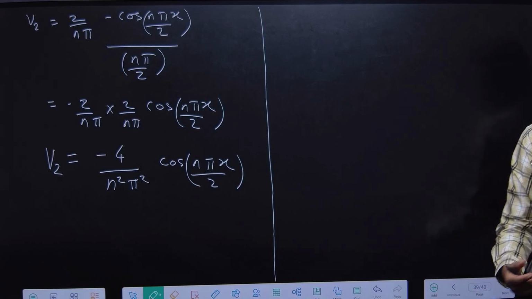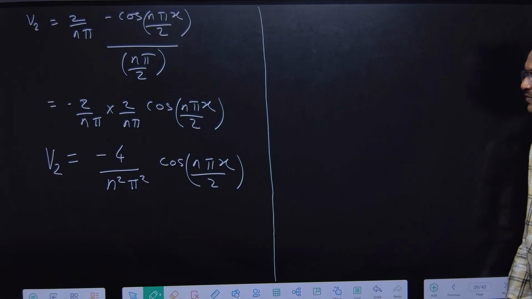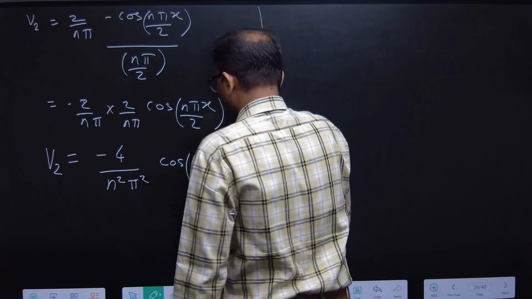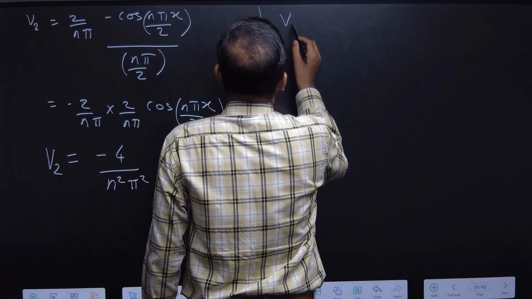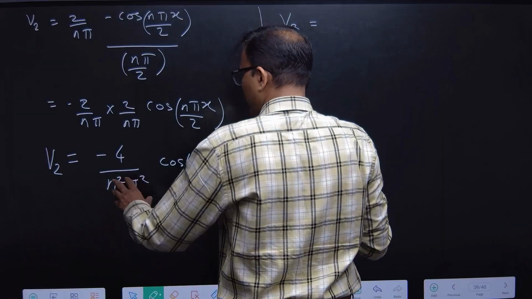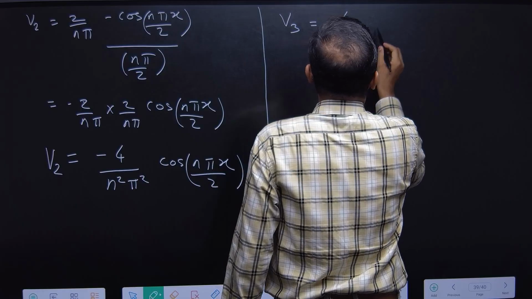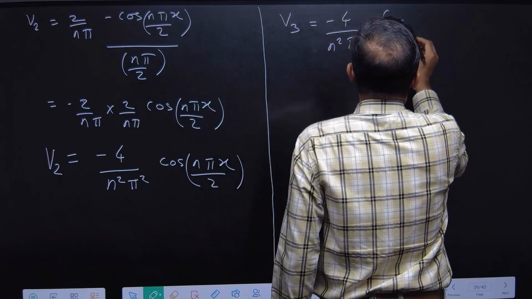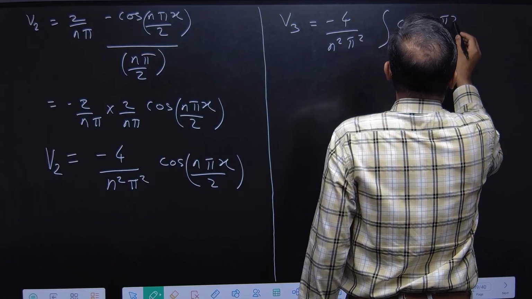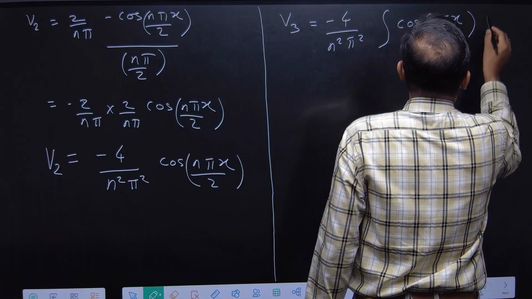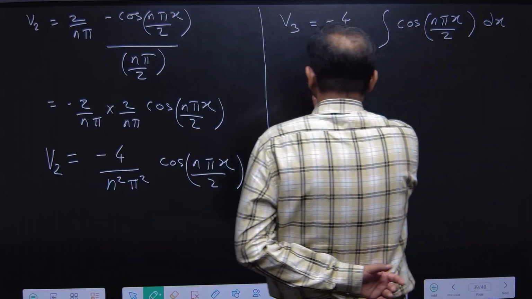Now we have to find V3. To find V3, V3 is the integration of V2. Again, this minus 4 upon n square pi square we will take outside. It will be integration of cos n pi x upon 2 dx.